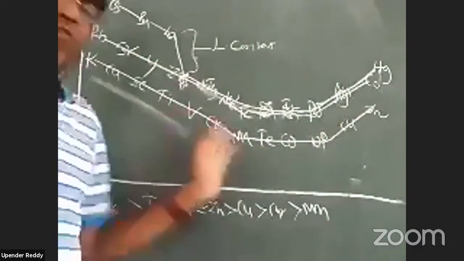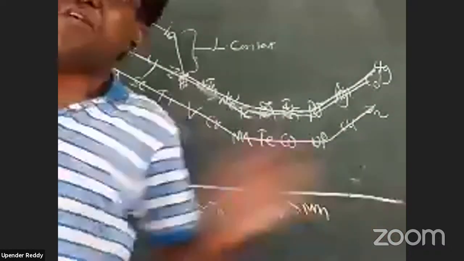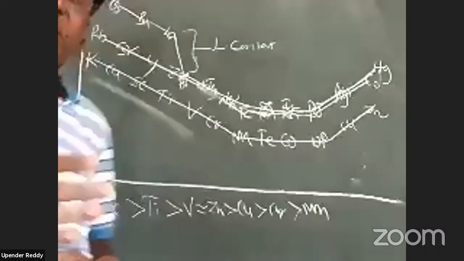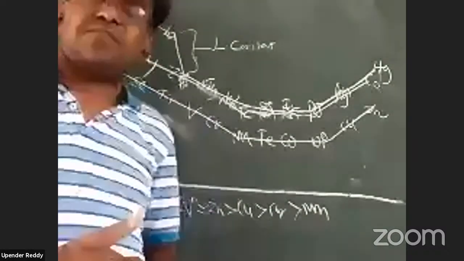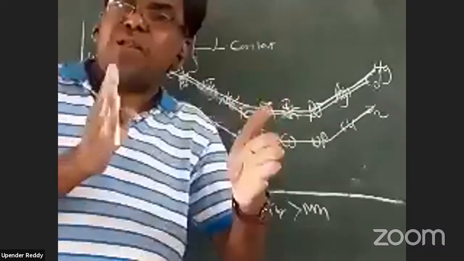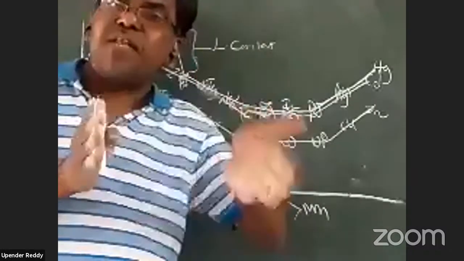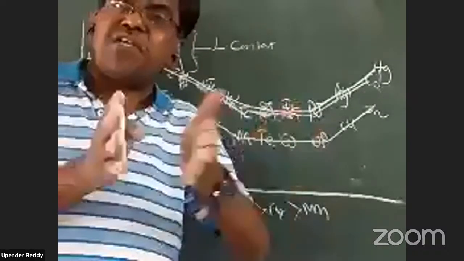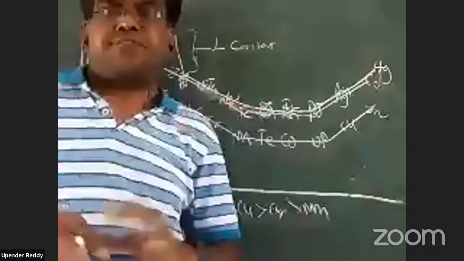Actually, left to right, what should happen? Size should decrease. According to our intermediate and previous knowledge, left to right in a period, nucleus protons increase, outside electrons increase, size decreases. Slowly from left to right, size decreases.